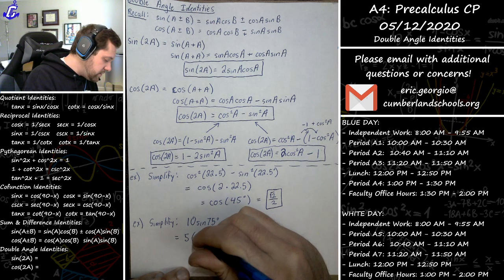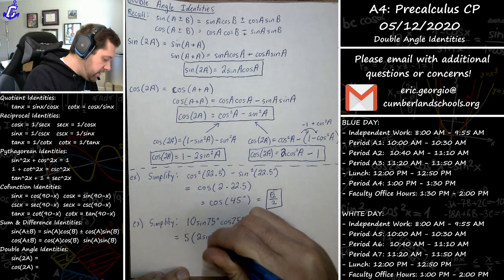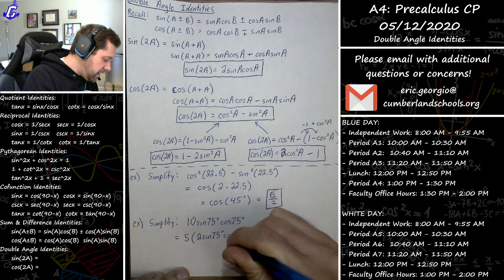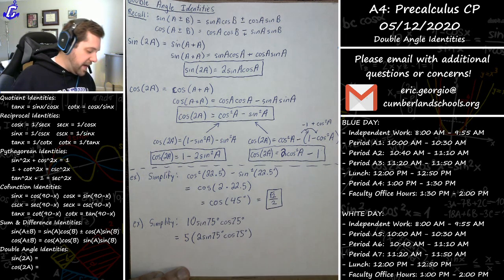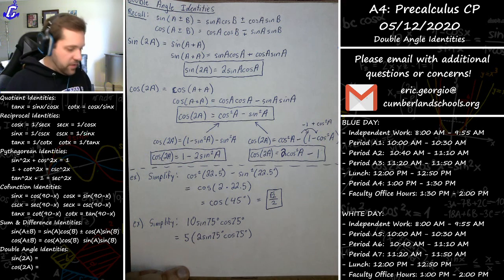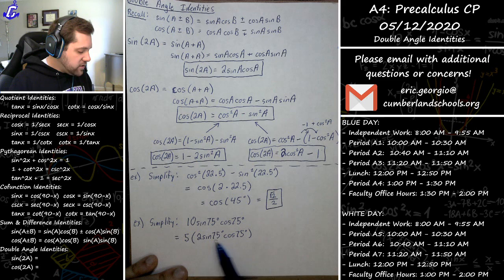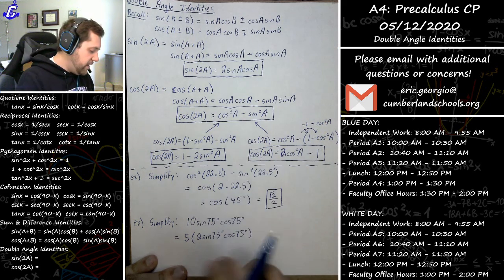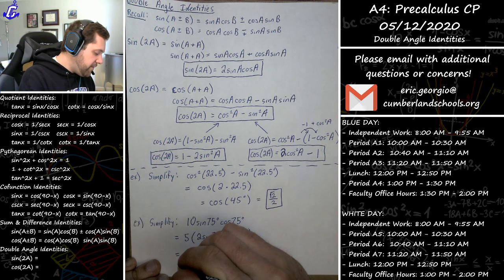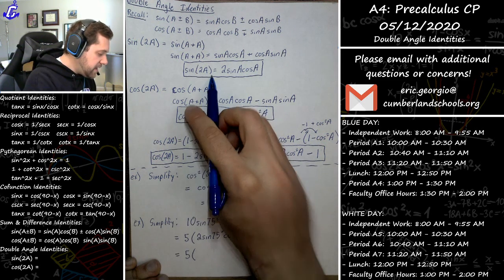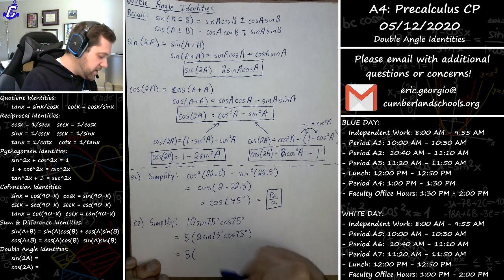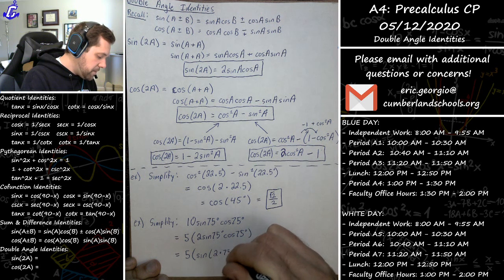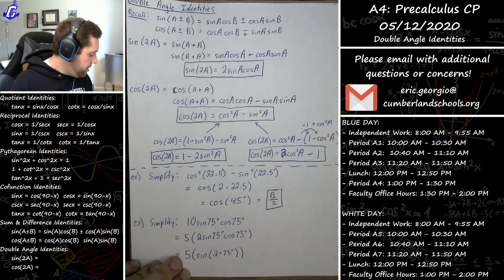Think of if you rewrote this as this. 5 times 2 sine 75 cosine 75. Isn't that the same exact thing? Because 5 times 2 would make 10, and you'd be right back to here. But by writing it this way, it's now a very direct translation from here to here. So we can say that this is all equal to 5 times, the 5 doesn't go anywhere, sine of 2a. A is 75, so it's sine of 2 times 75 degrees. Okay.